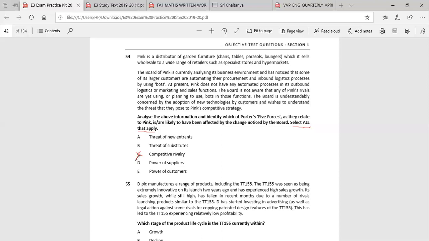Then option E also is the power of customers. Yes, it is very high. The power of customers, because customers have an expectation that they want bots to be used. Inbound logistics talks about the supply of material. So when they are buying from the business, they are moving the products from the Pink organization to their warehouses, to their store. So there they want to apply this technology, bots.